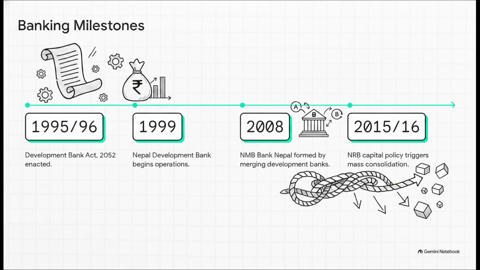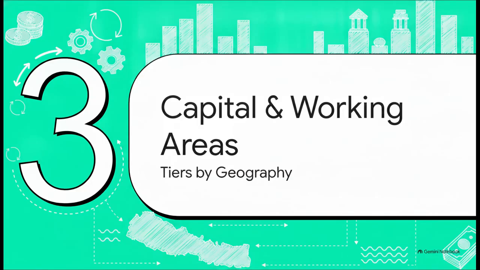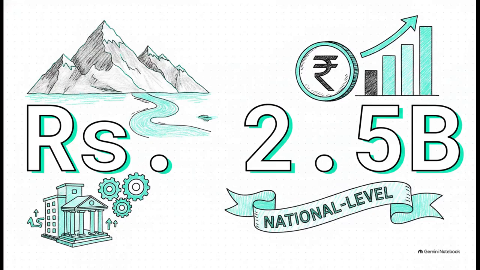But honestly, the absolute game changer was in 2015/16. The Nepal Rastra Bank dropped a strict capital raising policy that triggered mass consolidation. It literally forced dozens of banks to either merge or shut down completely. That brings us to Section 3, capital tiers and working areas.